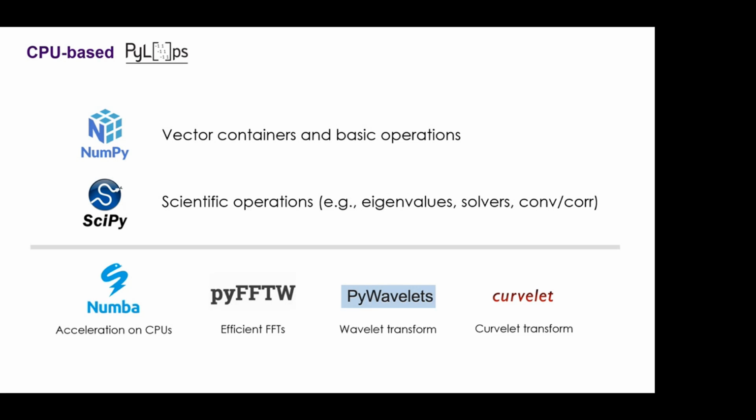Quite quickly, we realized that there are a few external libraries that are useful. There's no point in implementing things that are already out there, like transforms such as the wavelet transform and curvelet transform, which have nice libraries. So we started to wrap those libraries in PyLops operators. That's the initial setup.